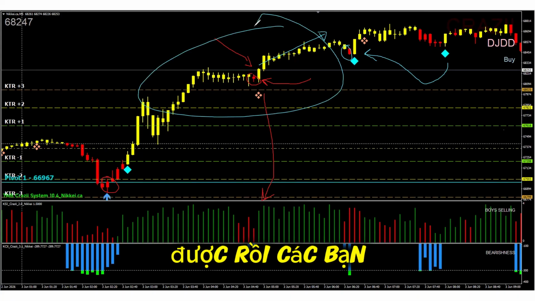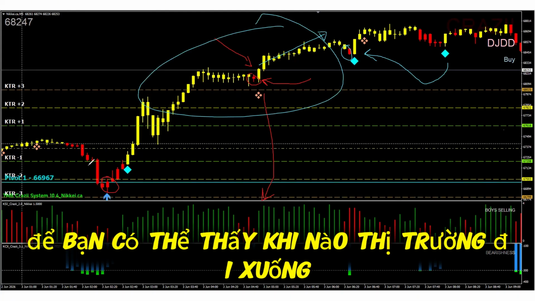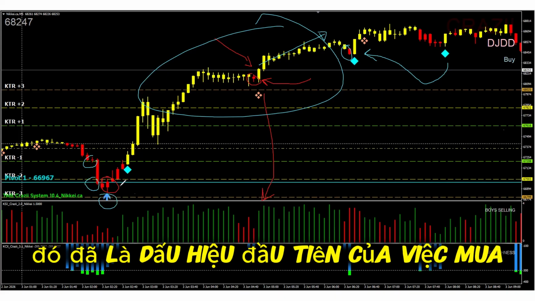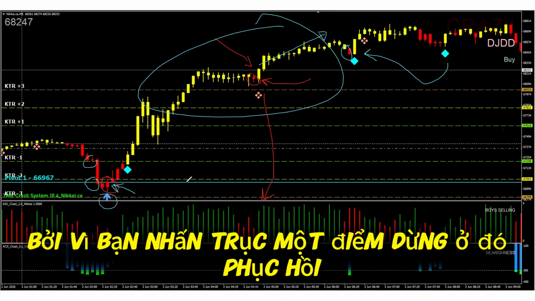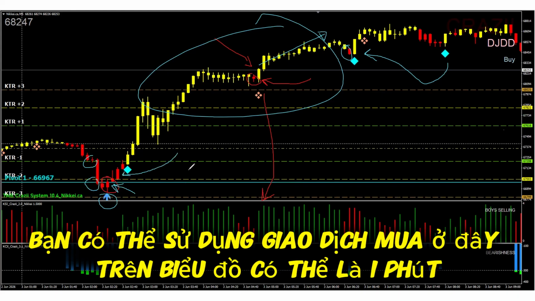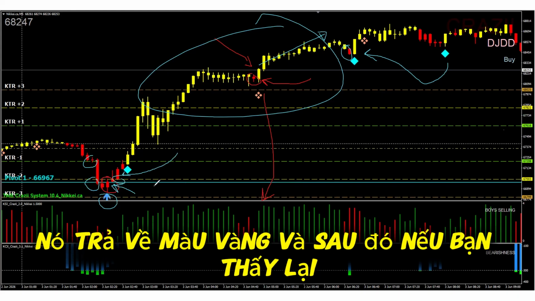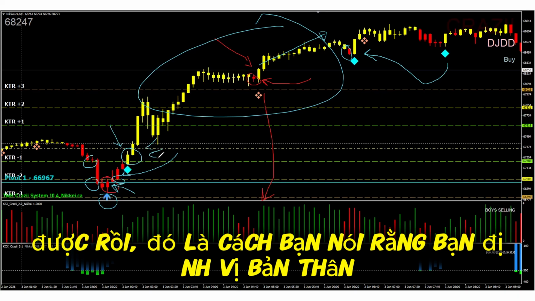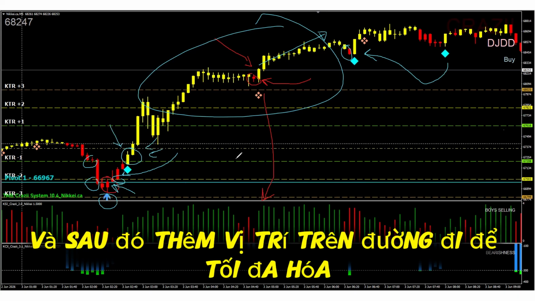All right, guys. So you can see when the market was coming down, it came to KTR -1, came to -2, missed KTR -3, but when it rebounded, that was already the first sign of buying because it hit pivot one, stopped there, and rebounded. So this is where, on the lower time frame, maybe the 1-minute chart, you can use it to buy when it turns yellow. And if you see this again, you add position into it. That is how you position yourself and then add position along the way to maximize.